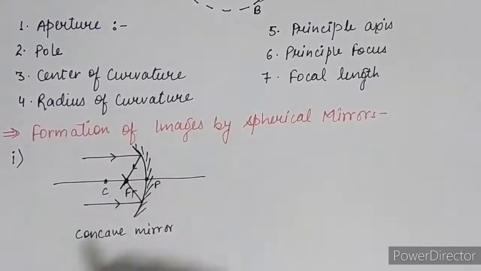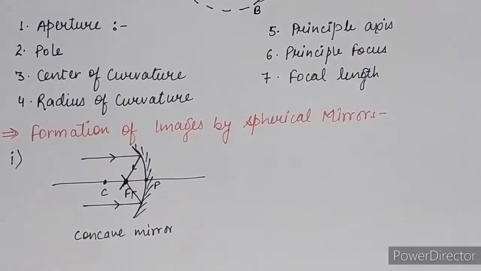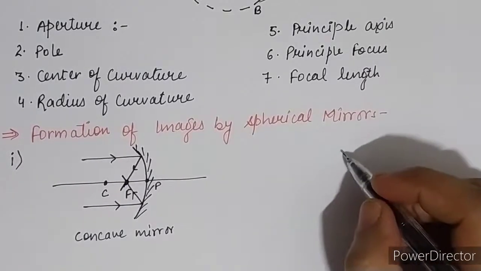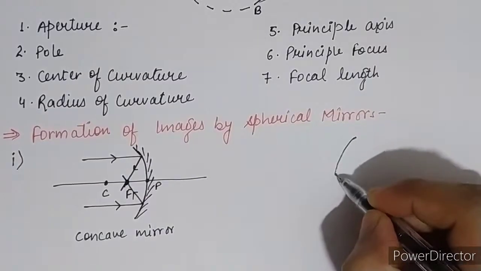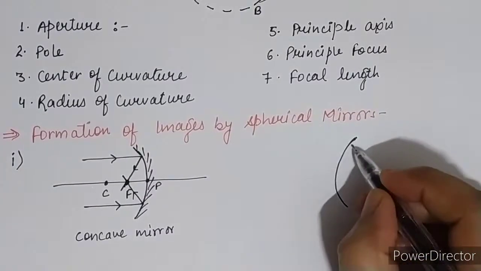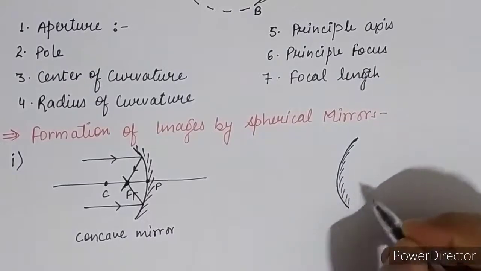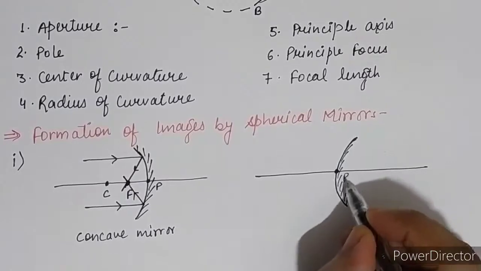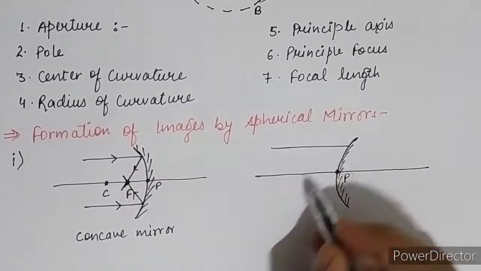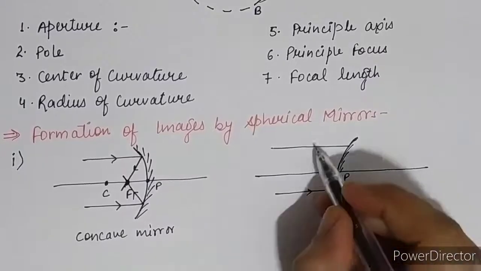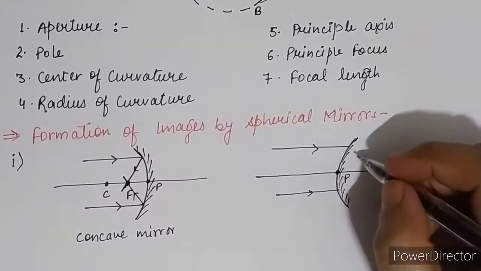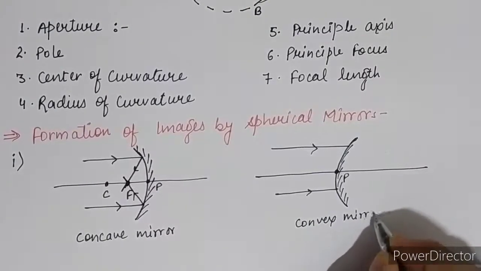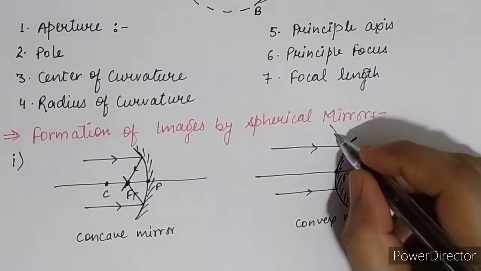This is the center of curvature. And if we are drawing for the convex mirror, the outward curved surface is your reflecting surface, the inward one is your polished one, this is your principal axis, and this is your pole. Now the light rays are coming parallel to the principal axis and incident on the reflecting surface. As you know, the convex mirror is your diverging mirror, so they diverge from their path.